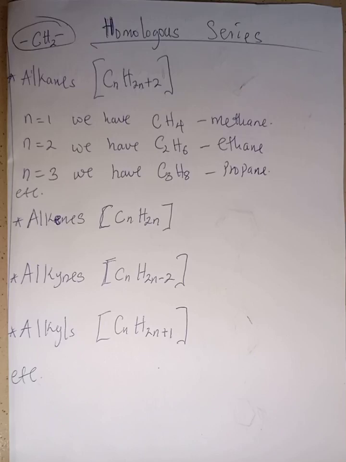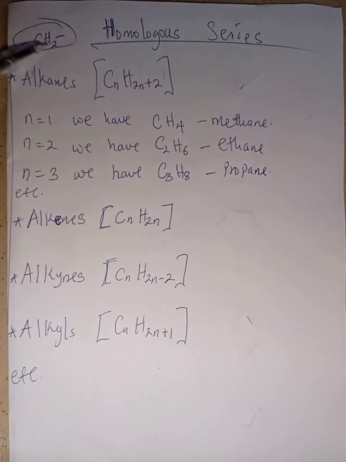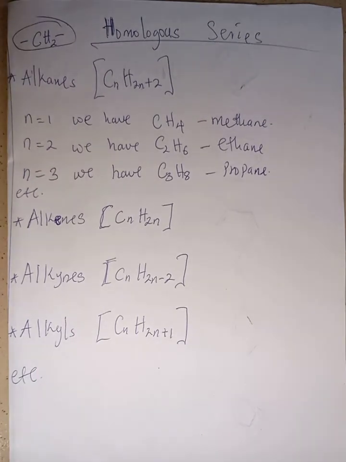Now, homologous series. Welcome back to another wonderful class. Homologous series. Now, what is the meaning of homologous series? A homologous series is a series of organic compounds whose successive members differ by a methylene or CH2 group, or a mass number of 14 grams per mole.